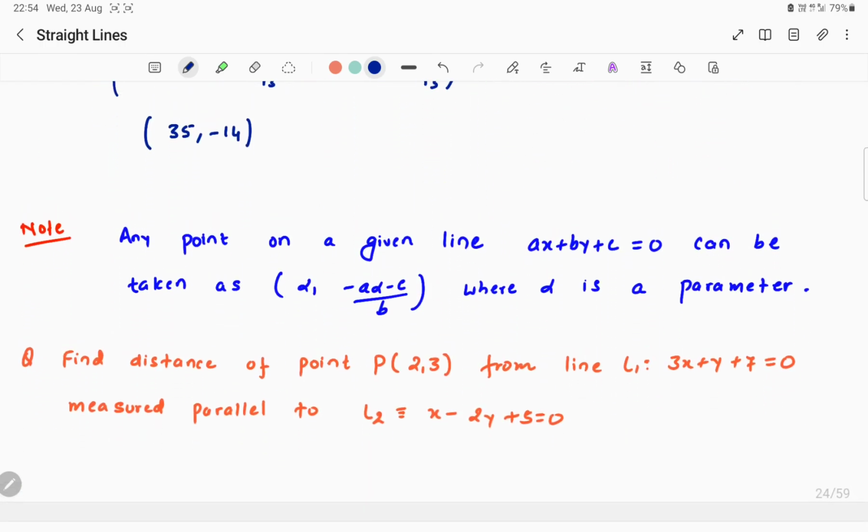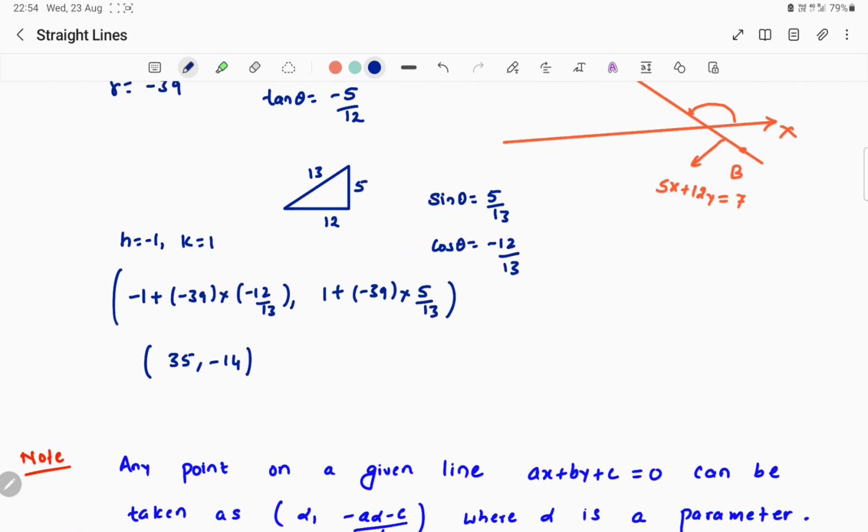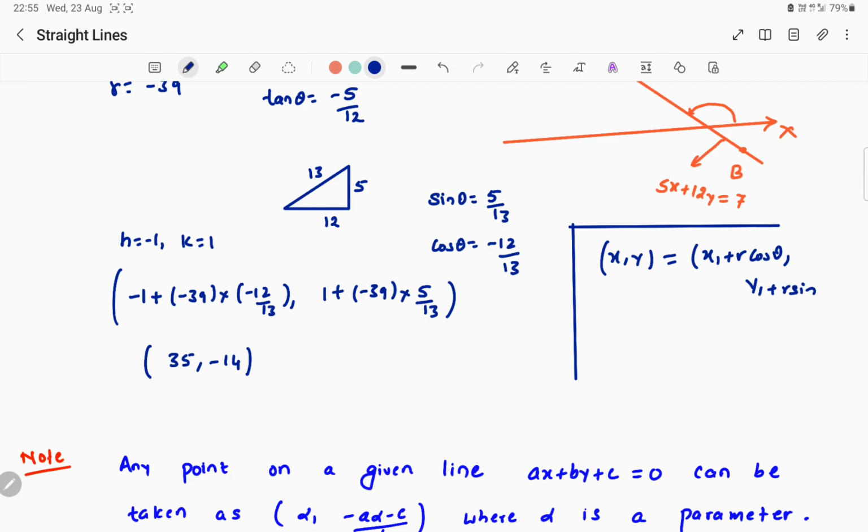Okay. Next part. One more thing: not in this chapter, but when we go into circle, parabola and all, you will see a lot of places where we use parametric coordinates. So why have we given this line equation as a parametric form? Because if you take any general point on this line, and let's say x1, y1 is the given point, then this x comma y can be given as x1 plus r cos theta and y1 plus r sin theta.